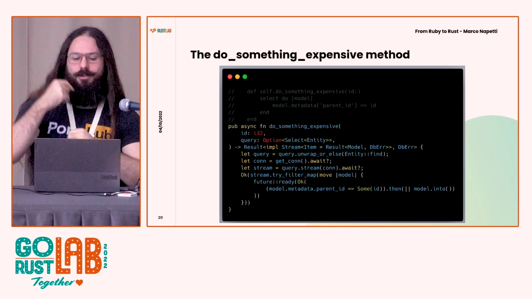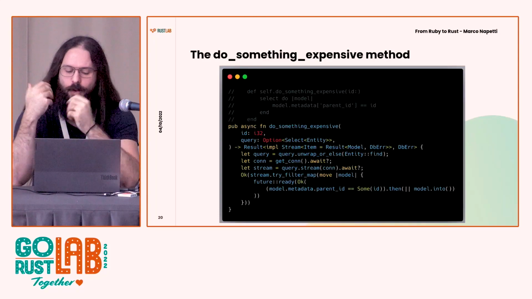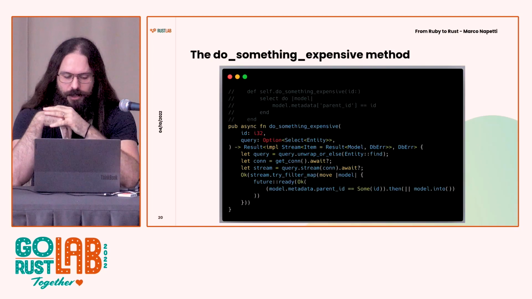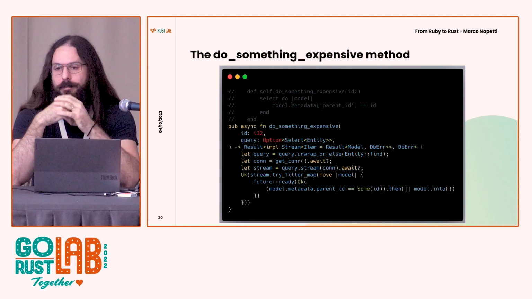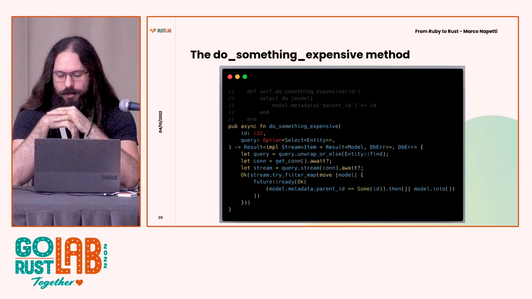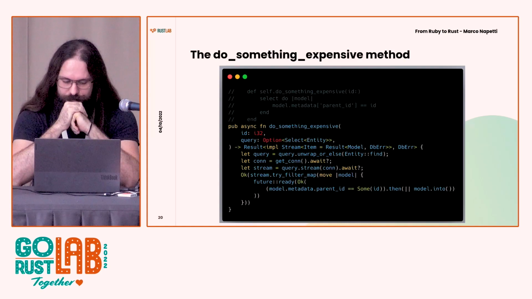Inside the method, we simply use a plain select star if a base query wasn't given, retrieve a connection, and execute the query asking for a stream of query results. If the query is successful, we filter the models by parent ID and convert them to our wrapper model, because the query is still returning the base model, the base CRM model.